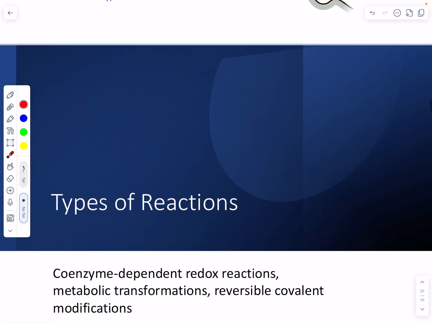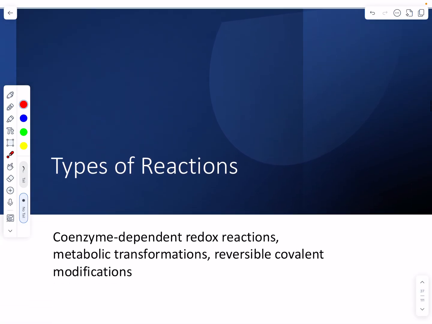Okay, so those are the strategies that we can use for catalysis. And so now we're going to talk just a little bit about the types of reactions that we can get. So we can have coenzyme-dependent redox reactions, metabolic transformations, or reversible covalent modifications, right? So you've heard about these reversible covalent modifications before, right? So I will often call them post-translational modifications, right? And we use these to regulate the activity of proteins.